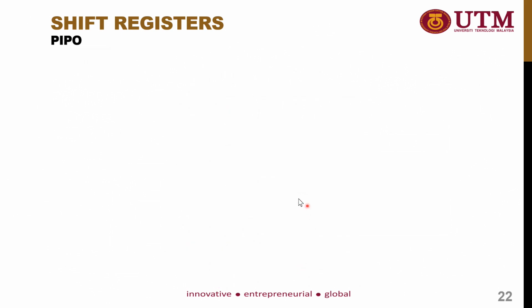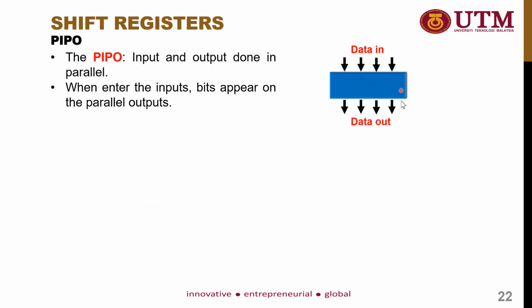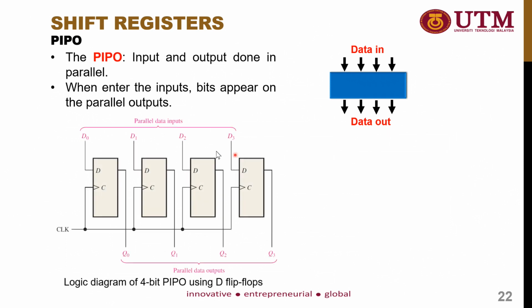Next is PIPO. What is actually a PIPO shift register? For PIPO, input and output are done in parallel. So PIPO is actually a parallel input and parallel output shift register. When you enter the inputs, the bits appear on the parallel outputs. So for these shift registers, we have parallel input and also parallel output. This is the logic diagram of a 4-bit PIPO using D flip-flops. For PIPO, any data that you wanted to give to the shift register will automatically appear on the output.